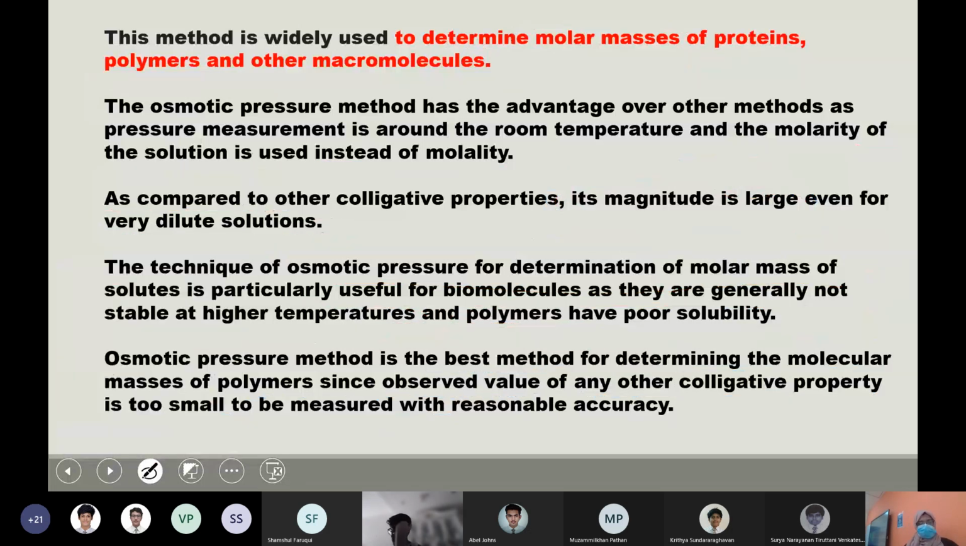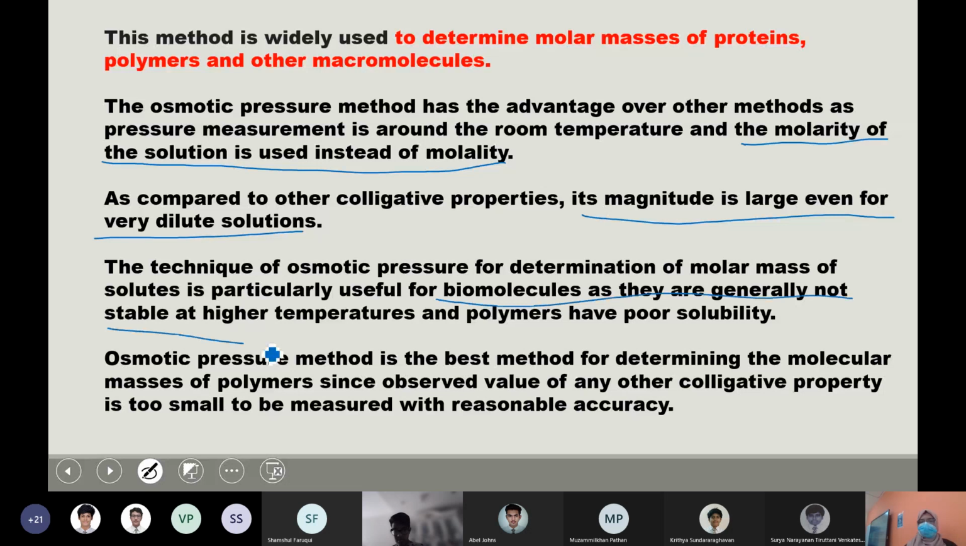So no need to write all these points, just extract the important ones. The first point to be noted: molarity is used instead of molality. That is an important point. Second thing, magnitude is large even for very dilute solutions. Third point, for biomolecules and polymers, temperature is a problem because biomolecules will not work properly at high temperature, and the solubility of polymers is also affected by temperature.